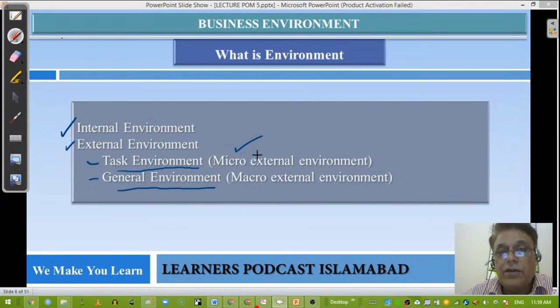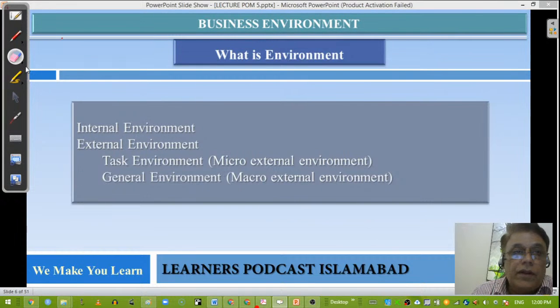Okay, task environment is also called by some writers the micro external environment, and they call the general one the macro external environment, from economic terminology. Okay, so you are familiar with macroeconomics and microeconomics. In the same context, there is a task environment, the micro environment, smaller scale, and the general, that is the macro environment, a broader sense. We will see in detail what these are in this lecture. Okay, so moving on.